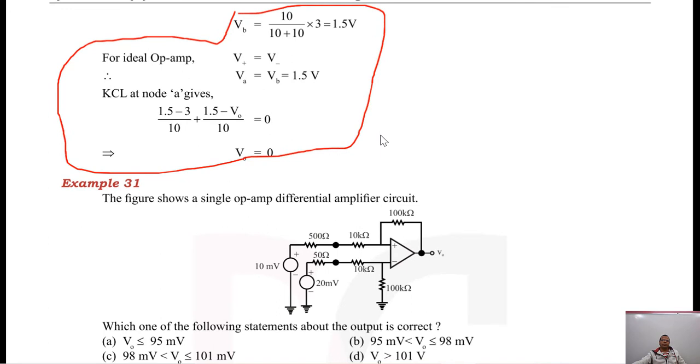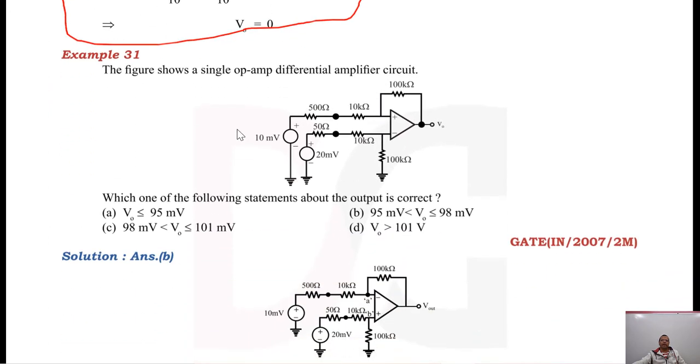Now let us come to the next example. The figure shows a single op-amp differential amplifier circuit. So this is differential amplifier circuit only, and which one of the following statements about the output is correct? So you have to identify which one is correct. Fine. So the procedure remains same.